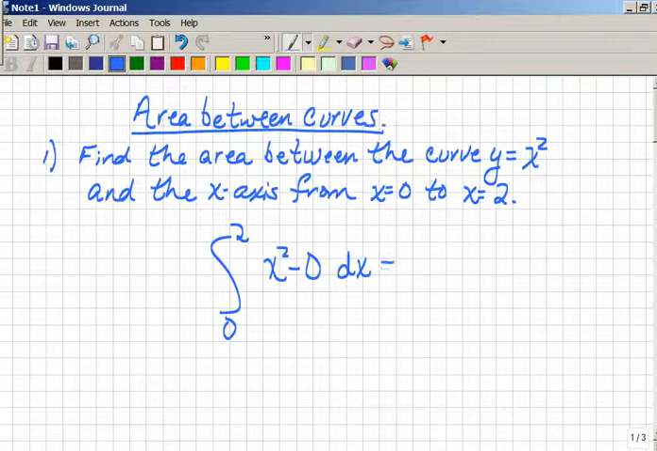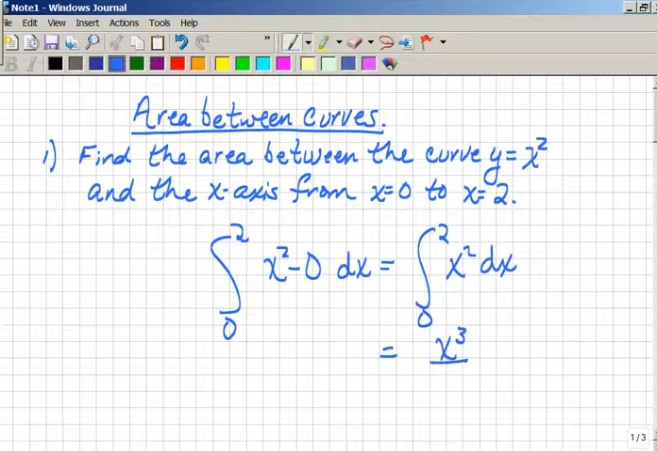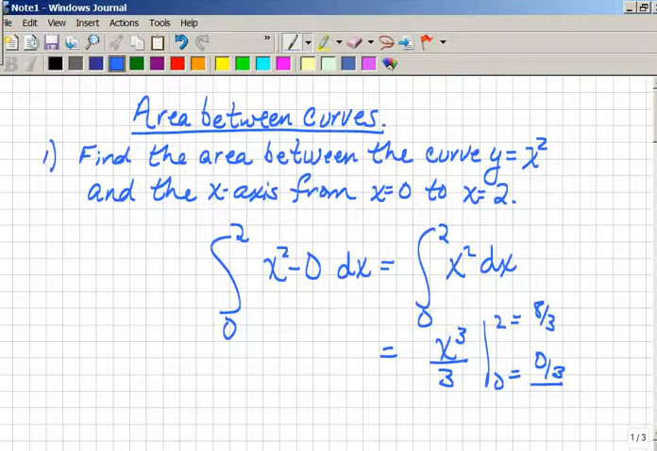All right, now we're going to evaluate this. This is the same as the integral from 0 to 2 of x squared dx, which is equal to x cubed over 3 from 0 to 2. Sub 2 in for x, and you get 8/3. Sub 0 in for x, obviously we get 0/3. To find the value of the integral, we subtract those two. 8/3 minus 0/3 is 8/3, which is the area under the curve. Done.